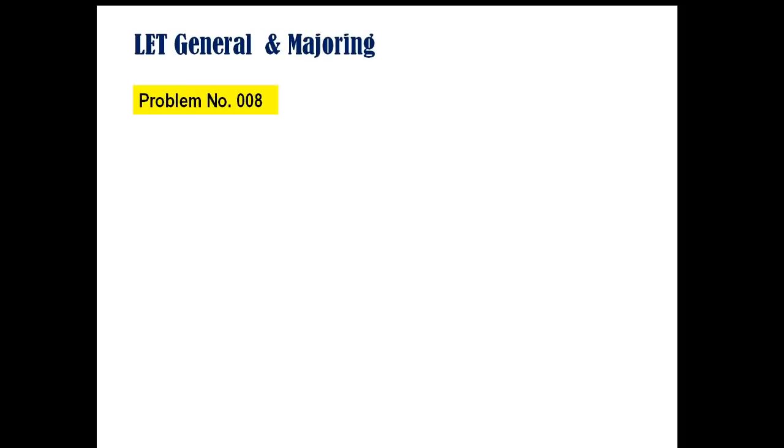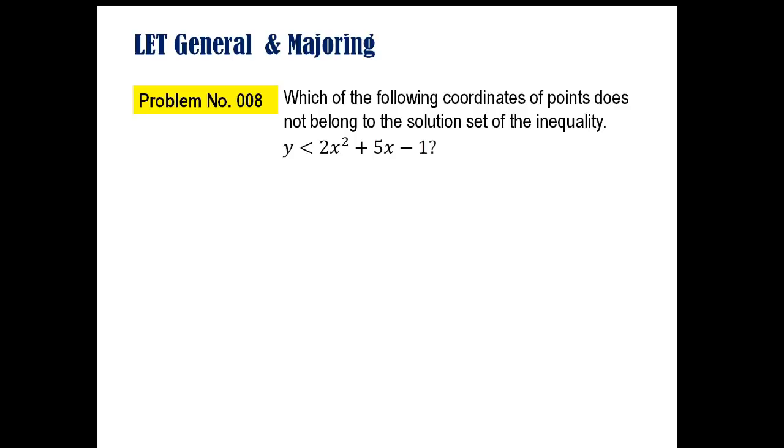Problem number 008. Which of the following coordinates of points does not belong to the solution set of the inequality y less than 2x squared plus 5x minus 1? The choices are A, (4, 15); B, (2, 9); C, (negative 3, 2); D, (3, 1). Notice that our choices are coordinates of points. The first coordinate is x, and the second one is y.